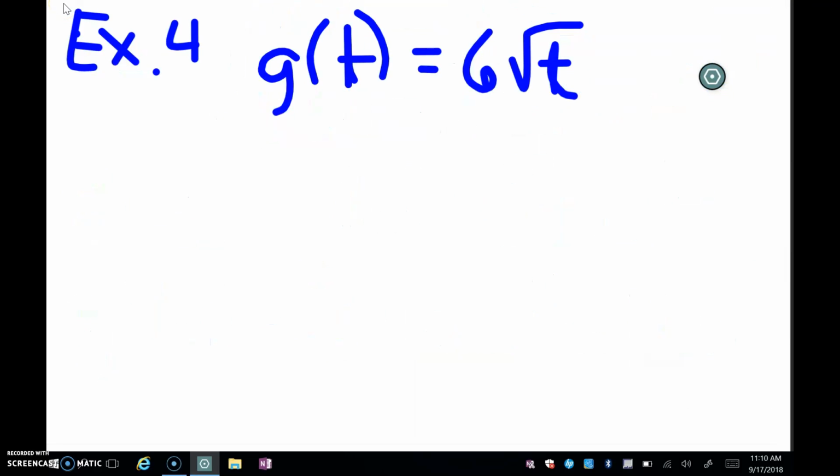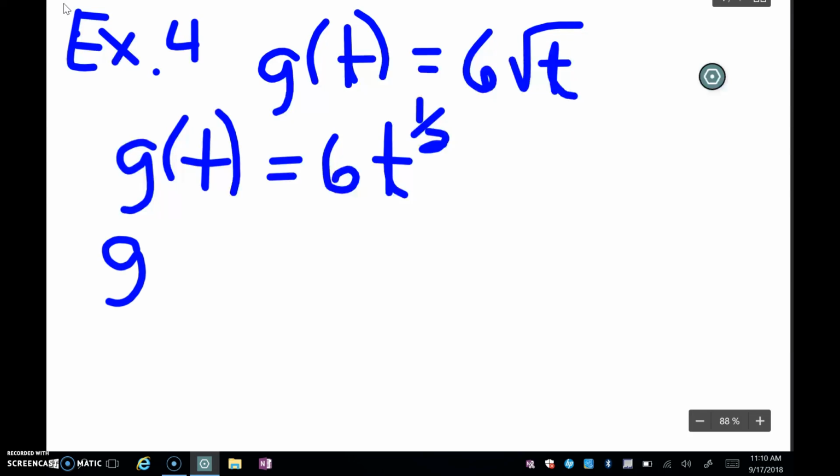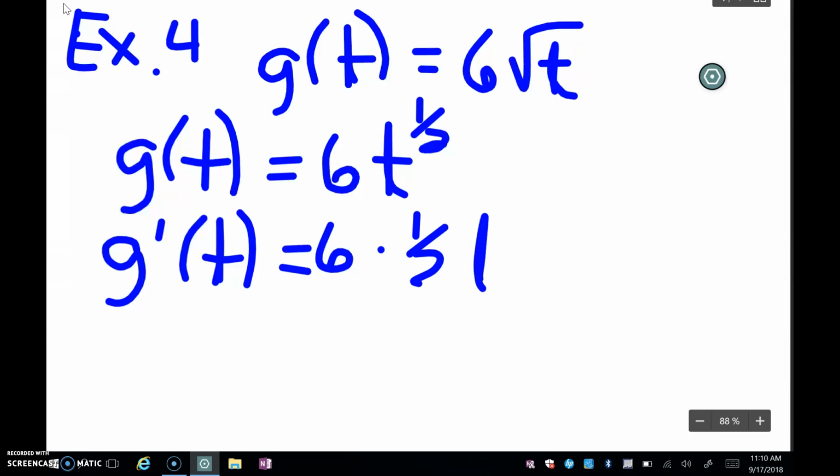I will need to rewrite this example. First of all, rewrite this as g of t equal 6t to the 1/2, the 1 coming from the interior power, and since it's a square root, my denominator would be 2. So applying the constant multiple rule, I keep my 6, I do the derivative of t to the 1/2, so that would be 1/2 t to the negative 1/2, and I multiply 6 times 1/2 to get 3t to the negative 1/2.